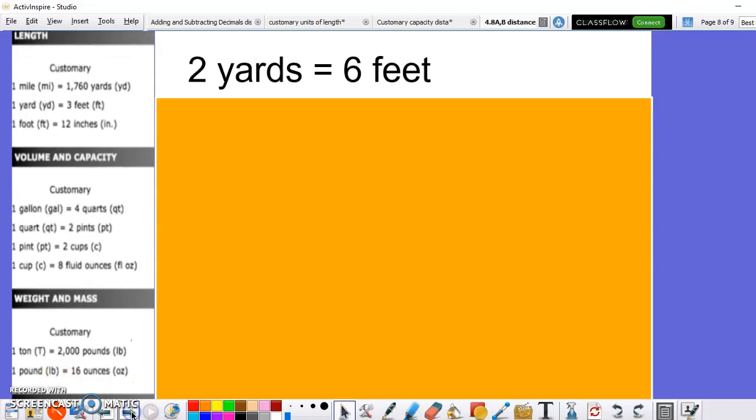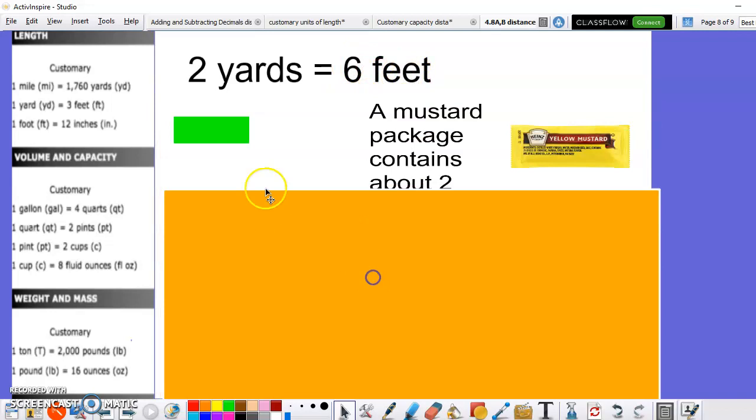Moving on. 2 yards is equal to 6 feet. Well, let's see. For every 1 yard is 3 feet. So if I had 2 yards, that would be 6 feet. That is true.